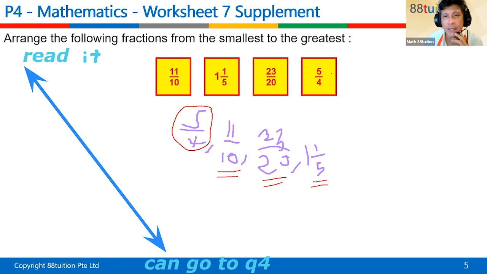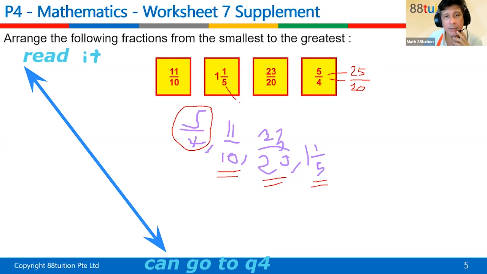So you may want to change. Okay, I tell you what, let me just help you a little bit. Let's change the denominator to 20. So if 4 is changed to 20, that means I need to multiply by 5. Therefore, the numerator also multiply by 5. I will get 5 times 5 is 25.